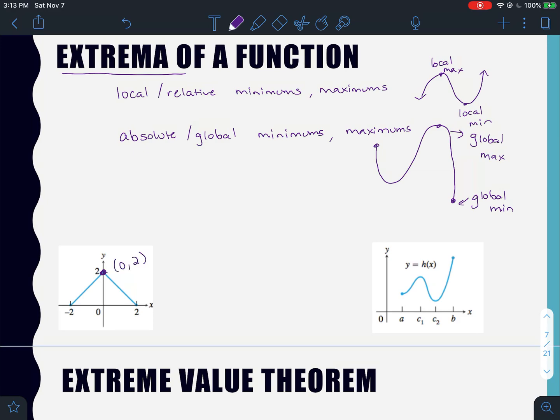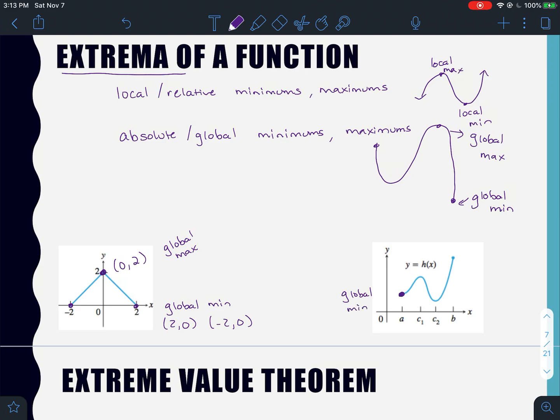So in our graphs down below, this point right here, when x is 0 and y is 2, is a global or absolute maximum. It's also a relative maximum because in that neighborhood, it's also the highest point that can occur. And then these points down here would be the global minimums because they are the lowest values that occur. So at (2, 0) and (-2, 0), you have global or absolute minimums.